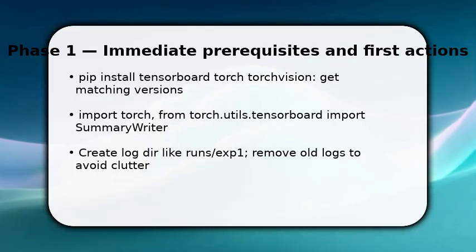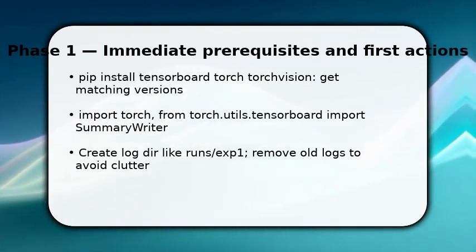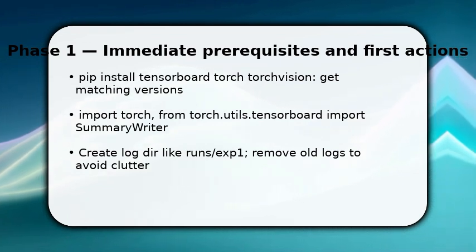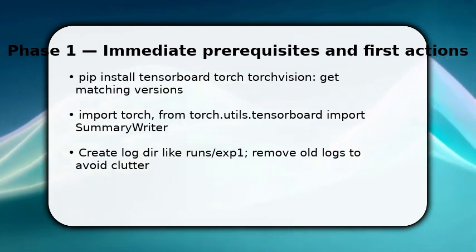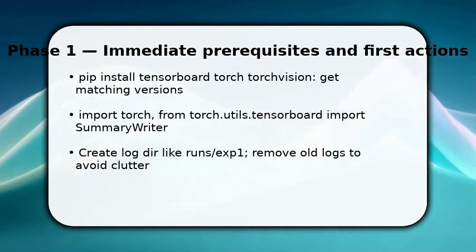You start by installing packages and importing what you need. Install TensorBoard and PyTorch now. Matching versions prevent header errors. Once done, import SummaryWriter from torch.utils.tensorboard and create a log directory such as runs/exp1.